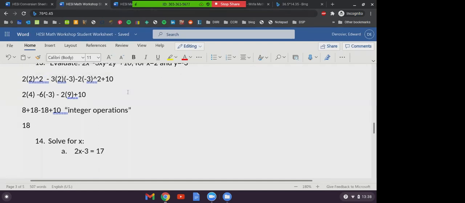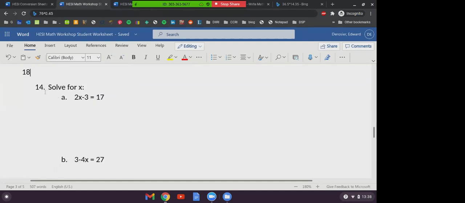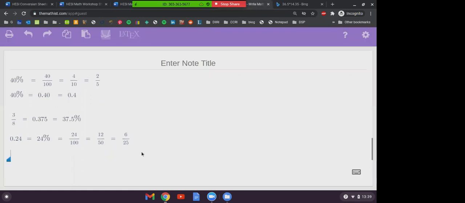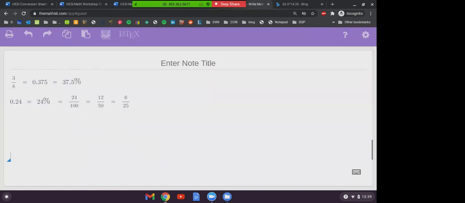All right. This next one here, these are equations. So I'm going to type these on this other side here. So 2x minus 3 equals 17. Okay. So the goal here is to find a value for x that makes the equation true. Okay. So 2x minus 3 equals 17.